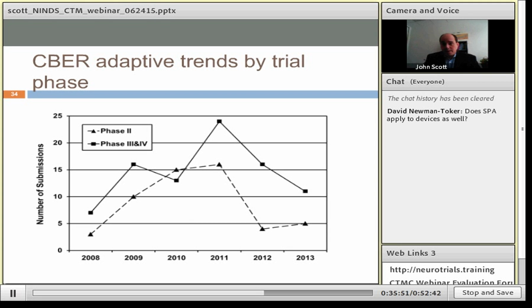I don't actually have an explanation for this. I think maybe there was an initial flurry of interest in adaptive design after the first draft guidance was published, and maybe that's died down a little bit. But there's still a steady interest in adaptive design proposals.